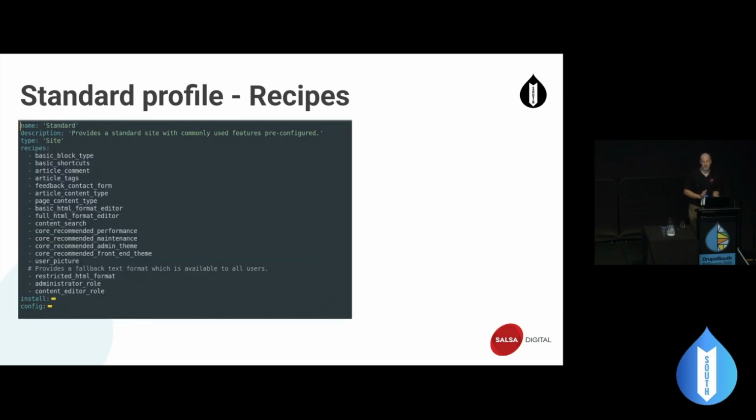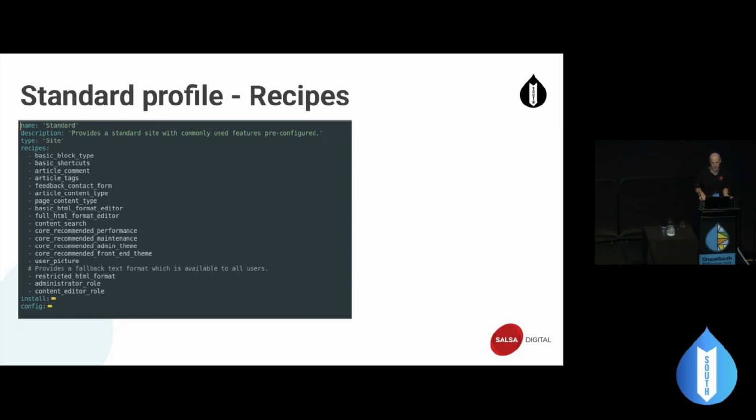This is a quick run through of what the standard profile, and what a fully complicated recipe, might look like. So as you can see again, the metadata at the top, and then you can see all the different recipes that the standard profile uses to install what you get when you normally start up your Drupal site. As you can see, there's a lot of different pieces, and what this means is that you can take those pieces and use them as part of your installation profile, which is kind of exciting.